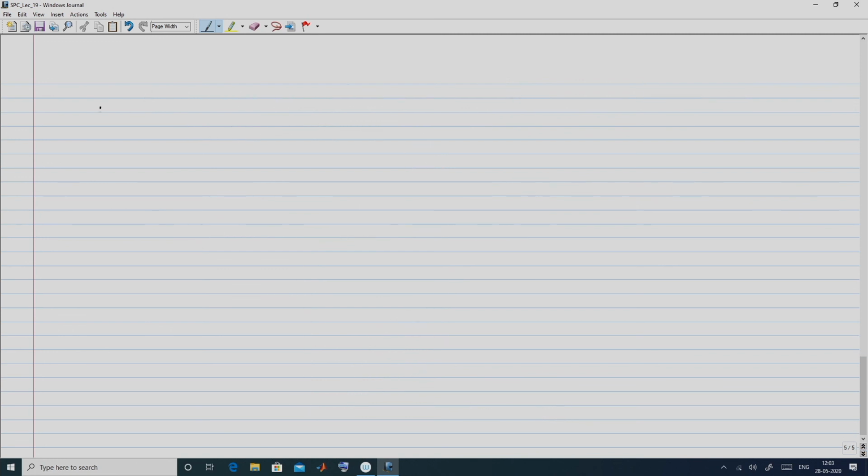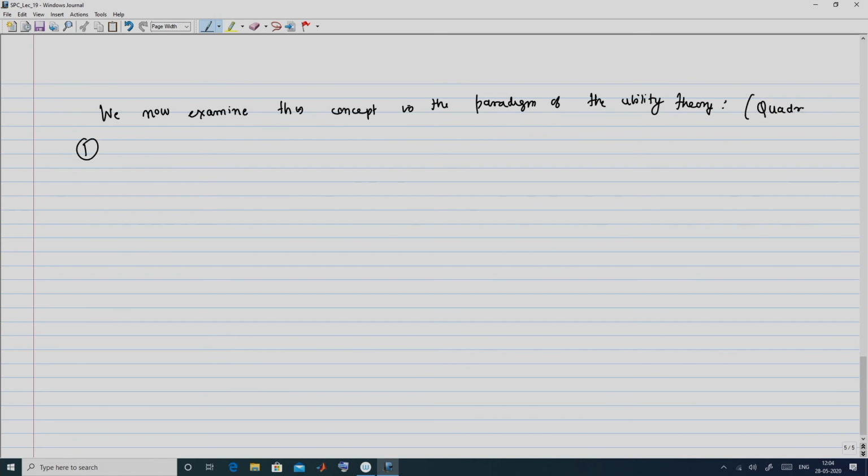All right. So, now in the non-mean-variance framework, of course, you have to bring the utility function into the picture. So, we now examine this concept in the paradigm of utility theory. In order to do this, we will see this in the form of the quadratic utility and compare what happens in the sigma-ER plane and the sigma double bar-ER plane.